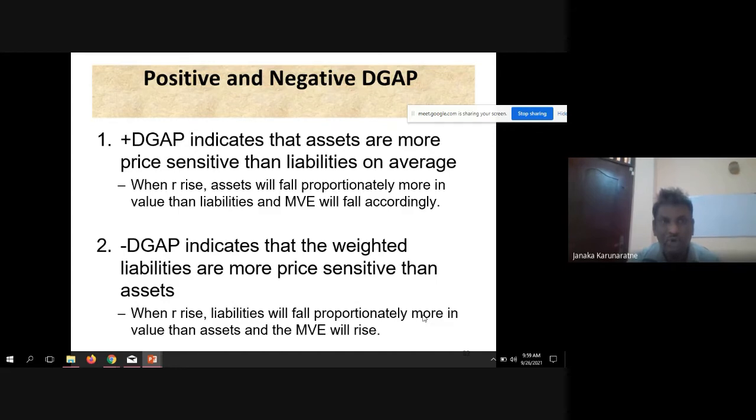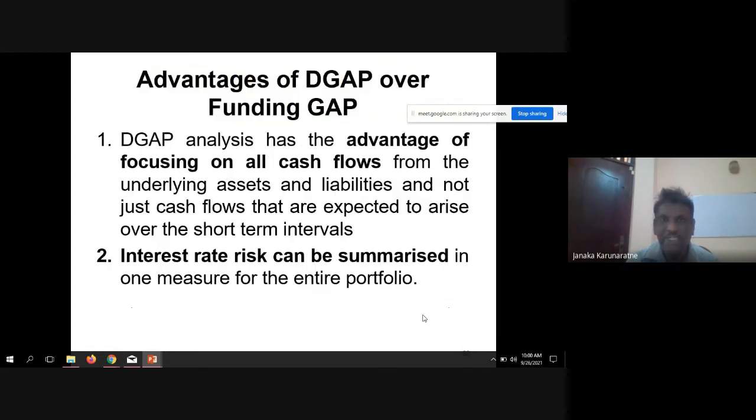But when you have a negative duration gap, what happens? That means you have more price sensitive liabilities than assets. So that means when interest rate rises, the value of liabilities falls more than the value of assets. So that means the market value of equity rises because they were getting a positive impact. Okay, positive impact. So that is the interpretation of D gap.